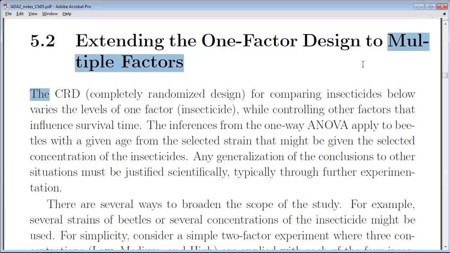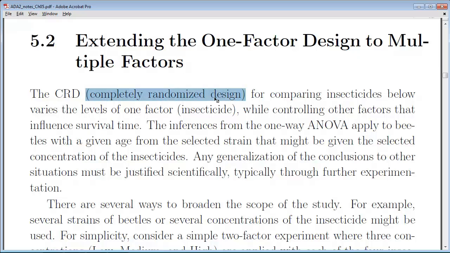This is a very common situation when we're doing experiments, and perhaps one of the most commonly used experimental designs is the completely randomized design. We're going to look at an example where we compare different insecticides as one factor and the dosage, low, medium, and high, which is the other factor, to see how that influences survival time of these beetles.